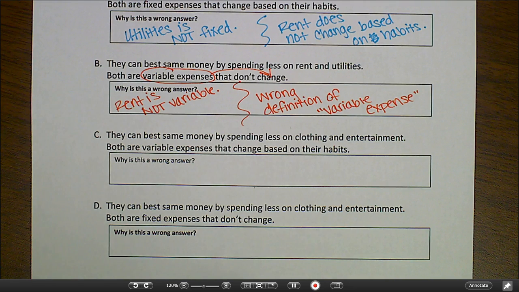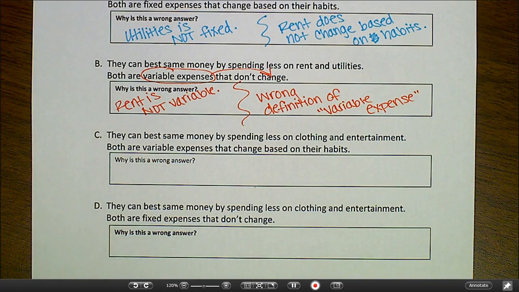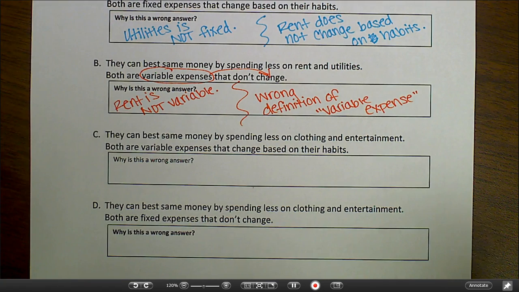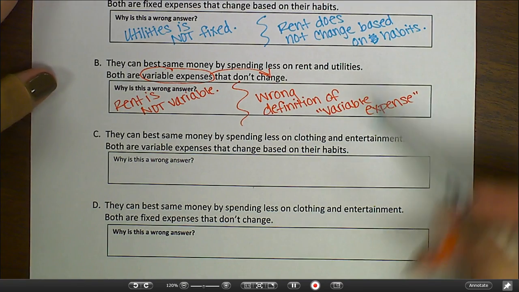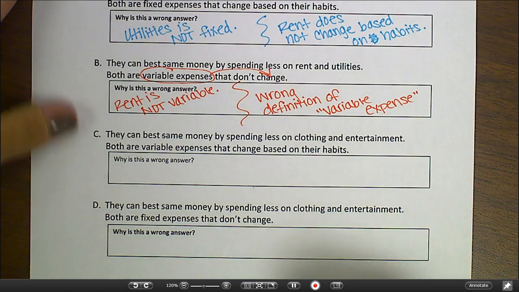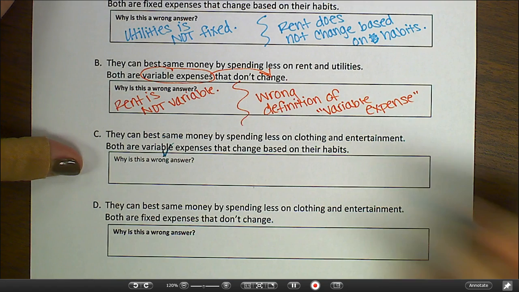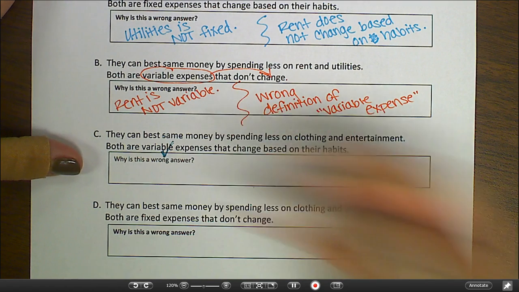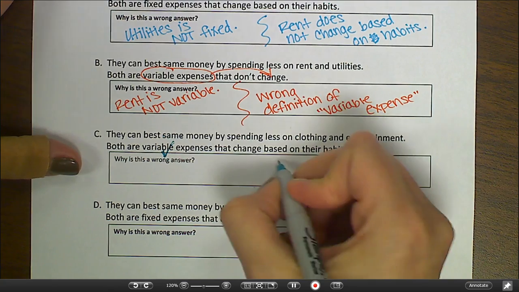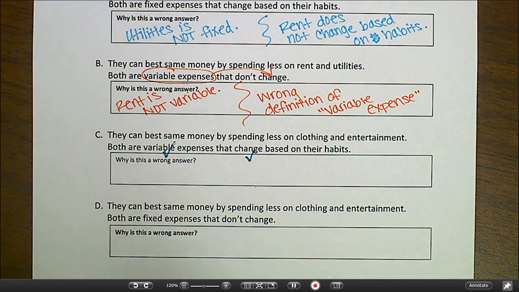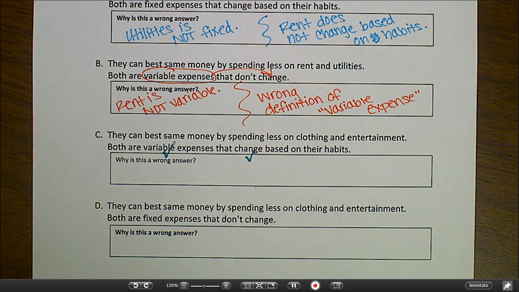Okay, let's look at C. They can best save money, sorry, this should say save money, by spending less on clothing and entertainment. Both are variable expenses, so let's stop. Don't keep reading yet. Clothing and entertainment. Variable, variable. Yep, okay, so they're both variable expenses. And do they change based on their habits? Yes, they do. Okay. Clothing changes based on how much I go shopping. Entertainment changes based on how much I go to the movies. So maybe that one. Let's go to D and do the same thing.